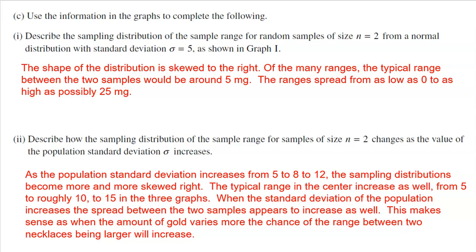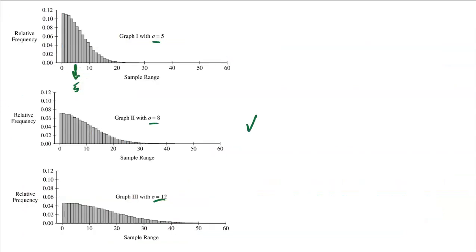So the spread of them goes from as low as 0 to as high as possibly 25. So again, the bottom-out value down here would be a 0. That would actually mean that the 2 necklaces have the same amount of gold, which is why the range would be 0. And it does look like there might be some very high sample ranges of possibly as high as 25, which would mean that one was way bigger than the other in terms of the amount of gold.